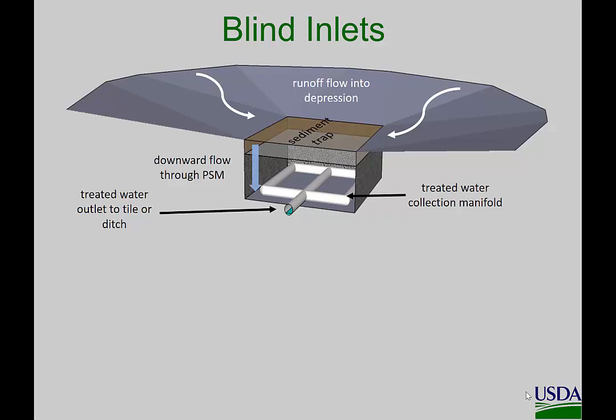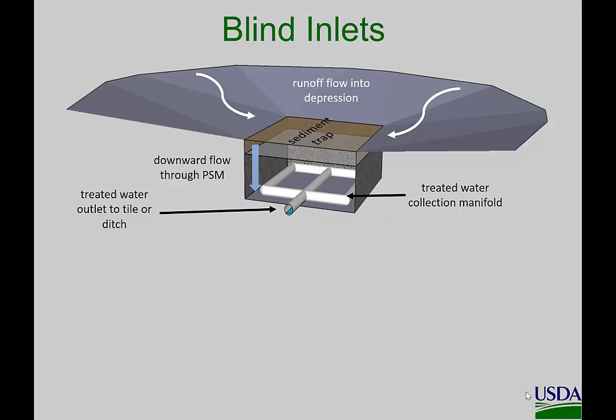Blind inlets. I don't know how familiar you are with blind inlets. This is something that's popular in the Midwest, but blind inlets are constructed in low-lying areas or small depressions in relatively flat areas where water tends to accumulate and pond. Traditionally, they put riser pipes in the field to drain those. One alternative is to build a blind inlet to capture all that sediment. Usually, they use limestone gravel to filter that water out. It's mostly to remove sediment.